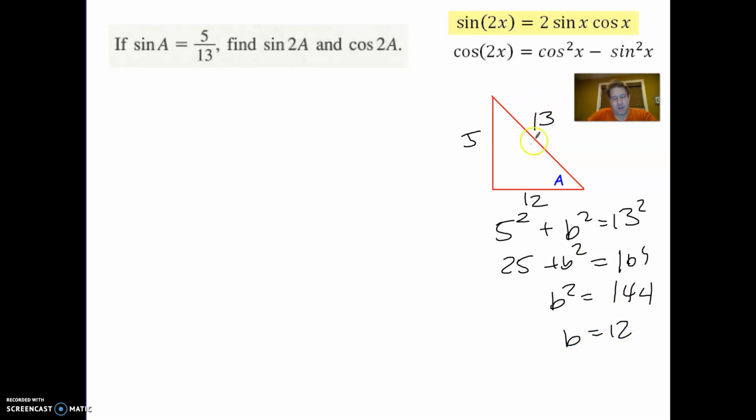So 5, 12, 13 is a Pythagorean triplet. So now I know all 3 sides. Now I can solve for both sine of 2a and cosine of 2a. So really there's 2 questions here. I'm going to solve them one at a time.